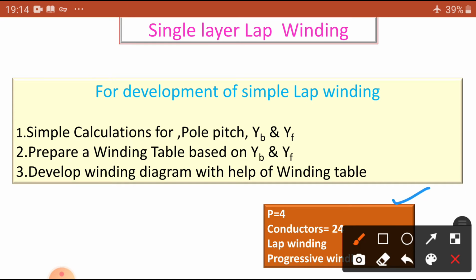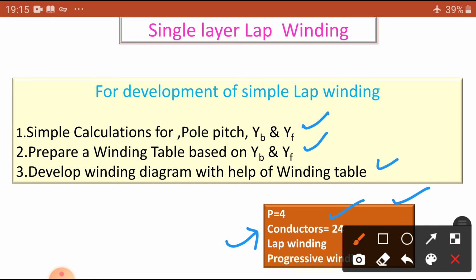Number of poles is 4. Okay, so one problem we can take. Develop a lap winding for a single phase, single layer AC machine having 24 slots and one conductor per slot, each slot containing one conductor, and 4 poles, full pitched coil. So not short pitched coil, full pitched coil. These are the constraints given. So let us do one progressive winding. For that purpose we have to follow these 3 steps.